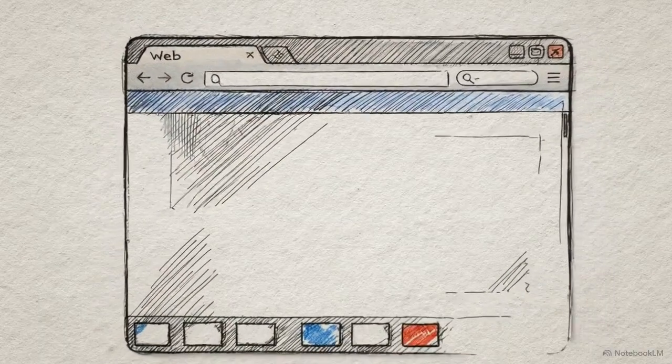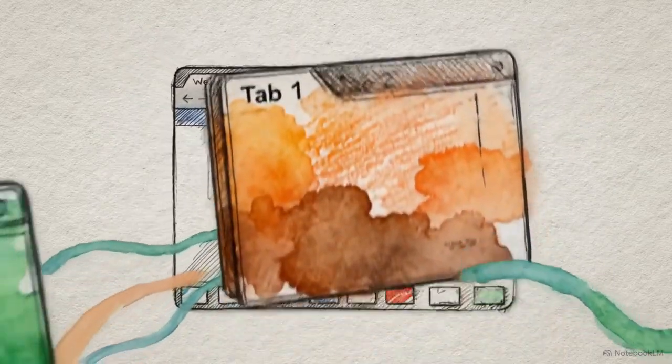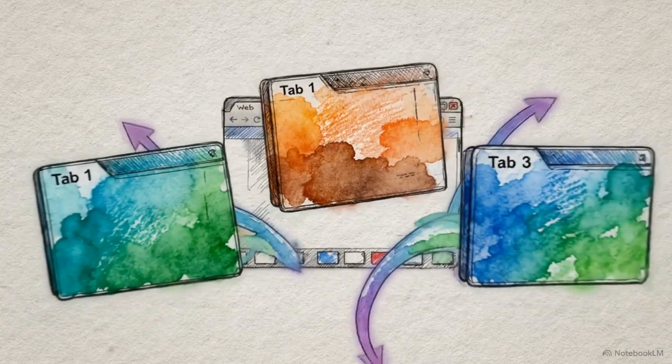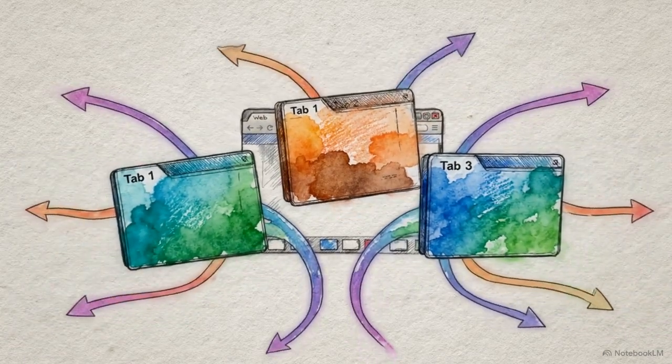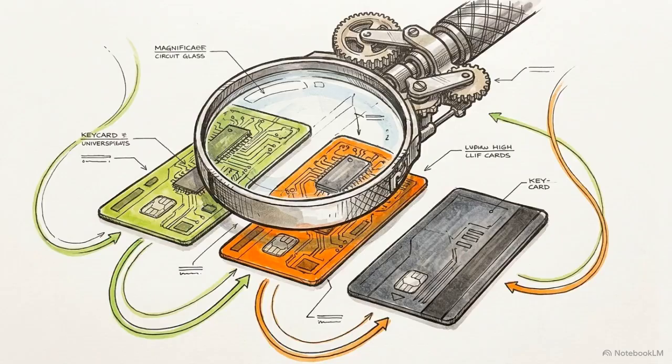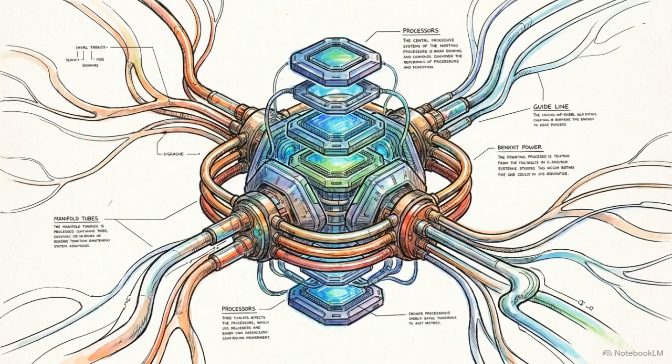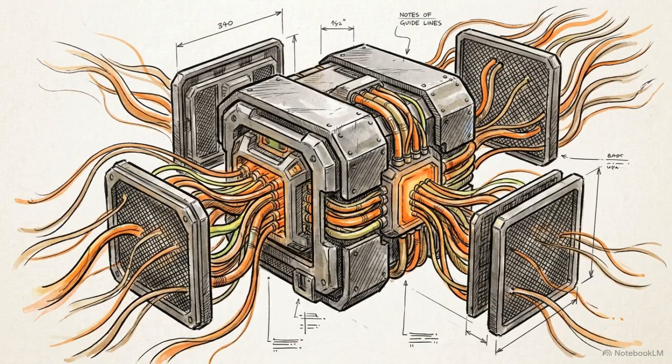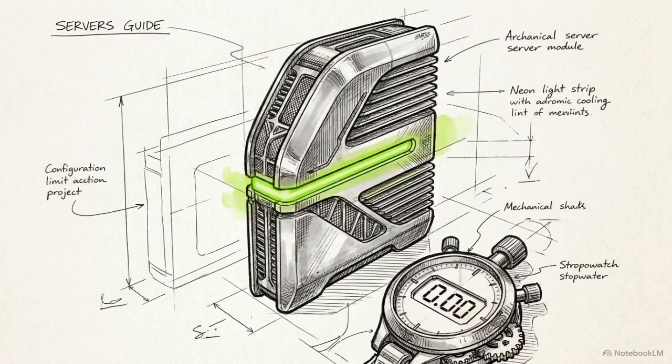Now we need the actual AI models. Open 3 new browser tabs. You will register for free developer API keys from 3 distinct providers. Those 3 providers are OpenRouter, Grok, and Cerebras. Create a free account on each site and generate an API key. We are choosing these specific 3 for a reason. OpenRouter gives us open-source models. Grok provides fast Llama inference, and Cerebras offers high-speed processing.